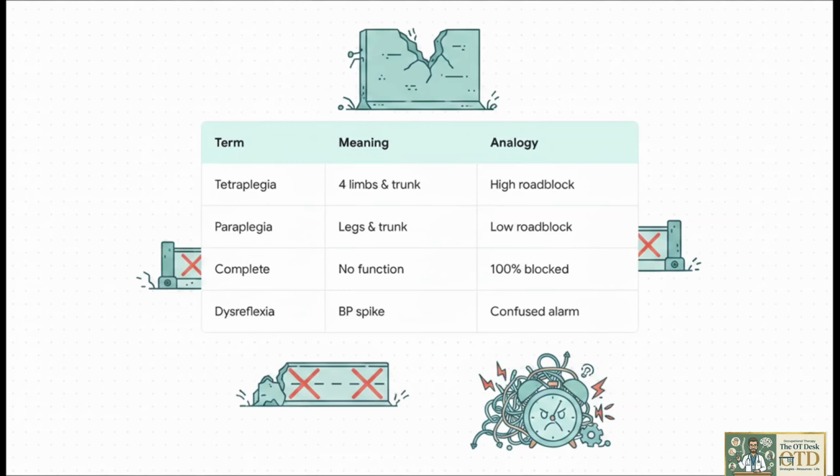Tetraplegia, that's your high roadblock affecting all 4 limbs. Paraplegia, your lower roadblock affecting just the trunk and legs. A complete injury means all lanes are 100% closed. And autonomic dysreflexia, well, that's that dangerous, confused alarm system you always need to watch out for.